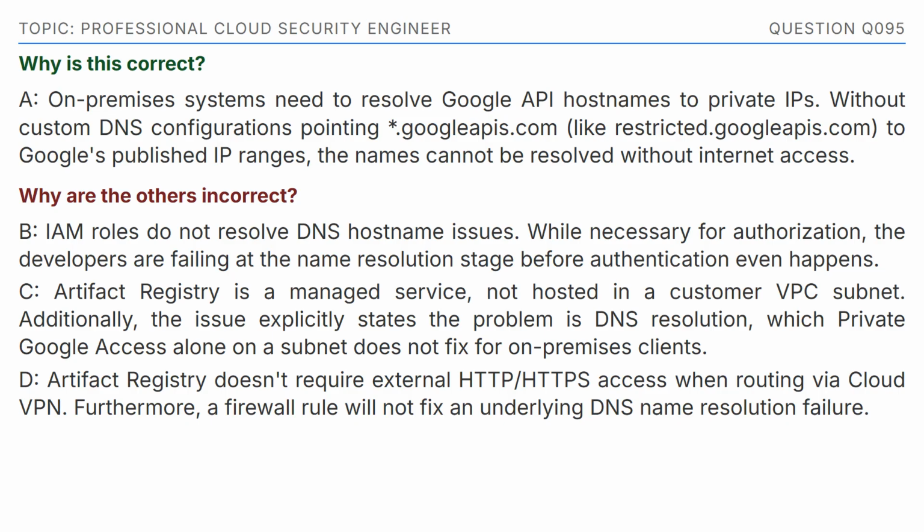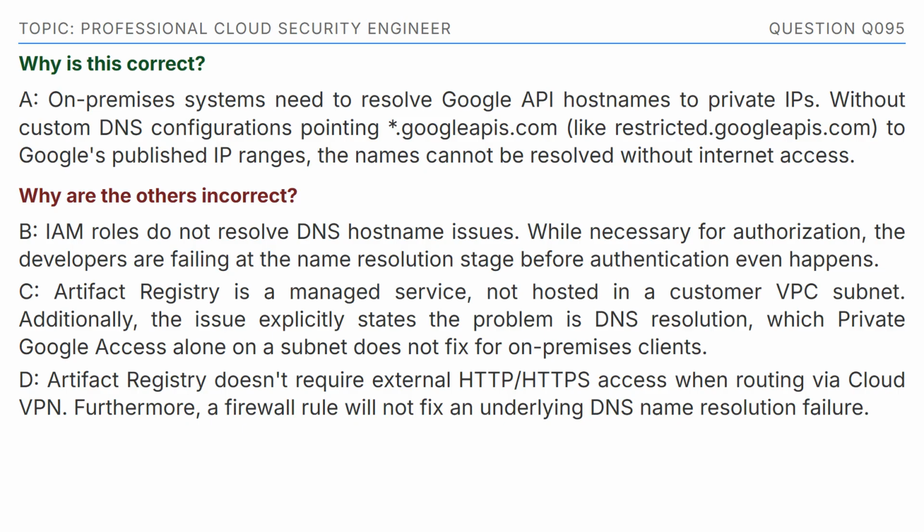B. IAM roles do not resolve DNS hostname issues. While necessary for authorization, the developers are failing at the name resolution stage before authentication even happens. C. Artifact Registry is a managed service, not hosted in a customer VPC subnet. Additionally, the issue explicitly states the problem is DNS resolution, which Private Google Access alone on a subnet does not fix for on-premises clients. D.